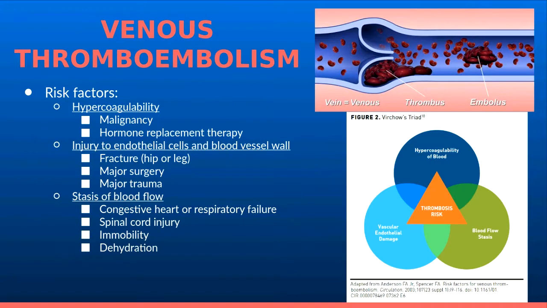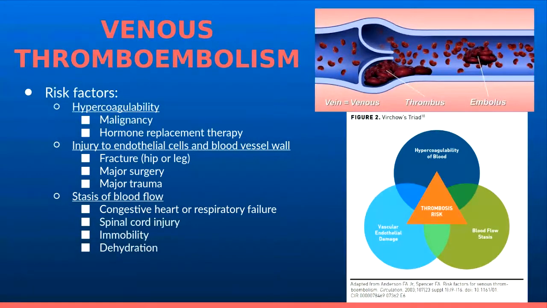Our last topic is on venous thromboembolism. This occurs when a blood clot forms in a vein, breaks off, and becomes lodged in a smaller vessel, thus blocking blood flow. Risk factors can be grouped by hypercoagulability, injuries to endothelial cells and blood vessel wall, and also the stasis of blood flow.